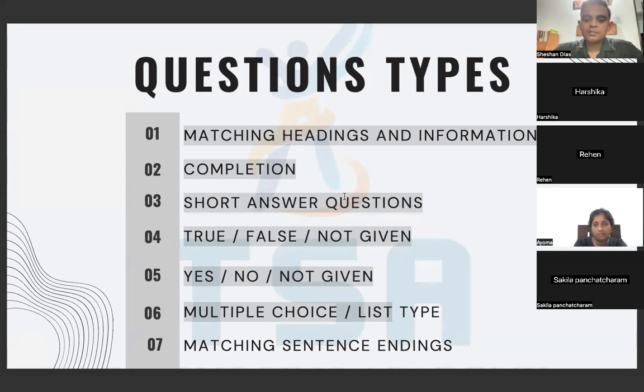But again, in terms of the test itself, there are no differences at all, guys. The same test is offered through both. So it doesn't matter which place you book it from. Even the centers, IDP centers are good, British Council centers are also very good. So it doesn't really matter.